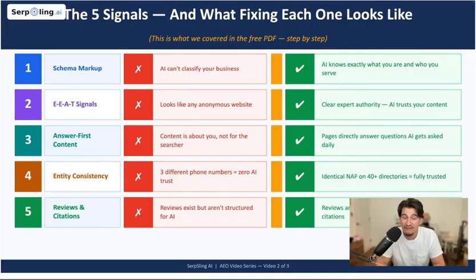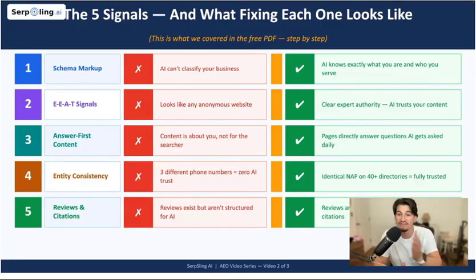Okay, so number 1, schema markup. AI can't classify your business. Number 2, EEAT signals. It looks like just an anonymous website. Number 3, answer first content. Usually the content is just about you and not for the searcher. Number 4, entity consistency. 3 different phone numbers means that AI is going to give you zero trust. And number 5, your reviews and citations. If reviews exist but aren't structured for AI, again, it doesn't help you at all.